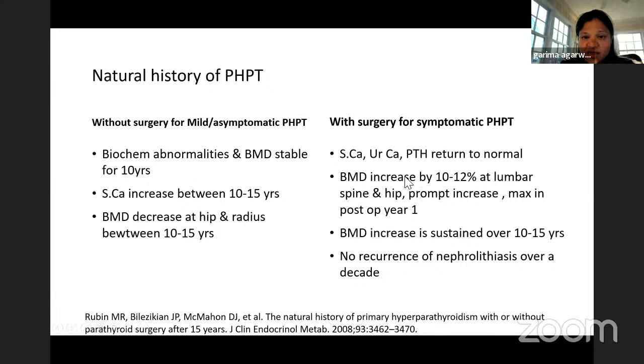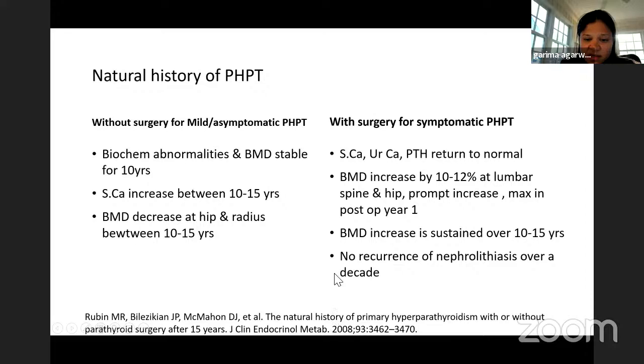This column on the right side actually indicates why we do what we do. We do surgery in patients with symptomatic primary hyperparathyroidism because of that instant gratification and instant improvement in the patient's biochemical profile. Right away, 10 minutes after the removal of the adenoma, the parathyroid hormone returns to normal. So there is improvement in the biochemical profile of these patients.